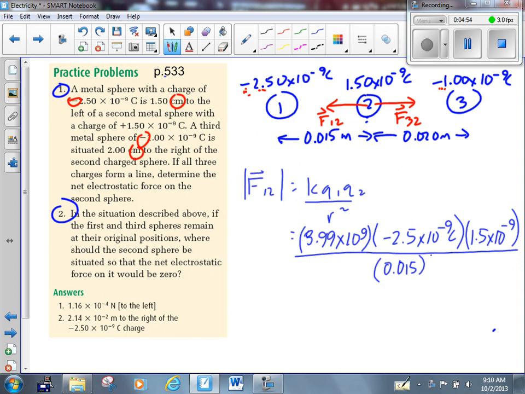Does anybody have a value for that force calculated already? 1.4983 times 10 to the minus 4. Okay, thank you. Now let's do the same thing with the force of 3 on 2.